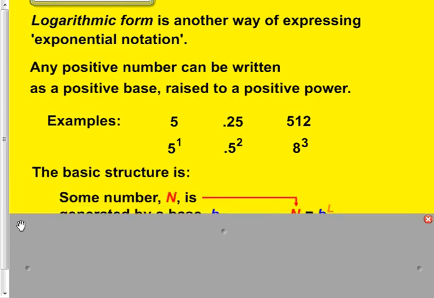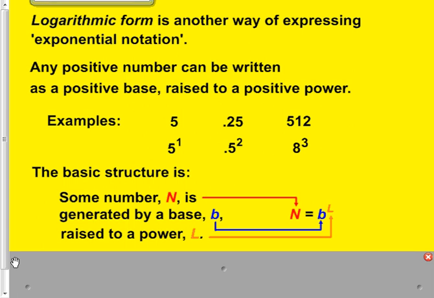So the basic structure is this: some number n can be generated by a base b raised to a power L. You may be a little confused or curious, wondering where the L comes from. We'll get to that in just a second. But the vocabulary of base should be very familiar to us. We have been talking about bases raised to exponents for the last few days in dealing with our exponential functions.